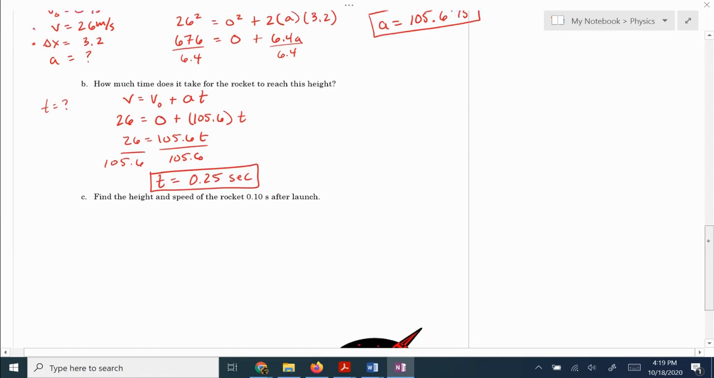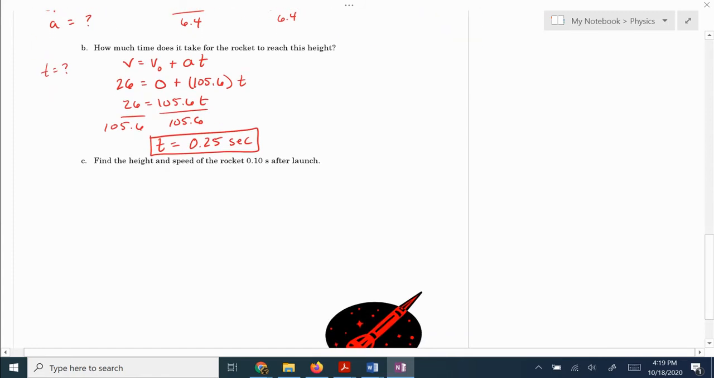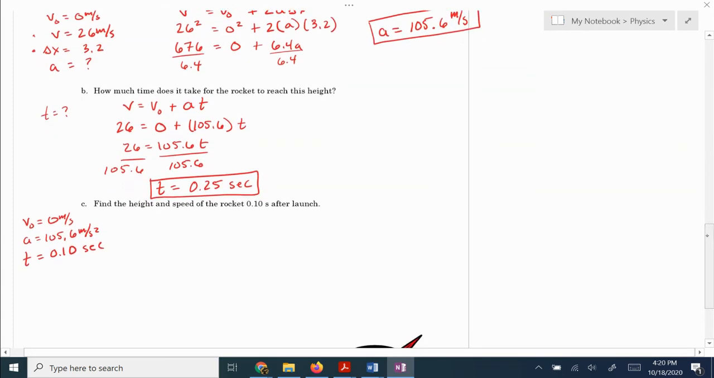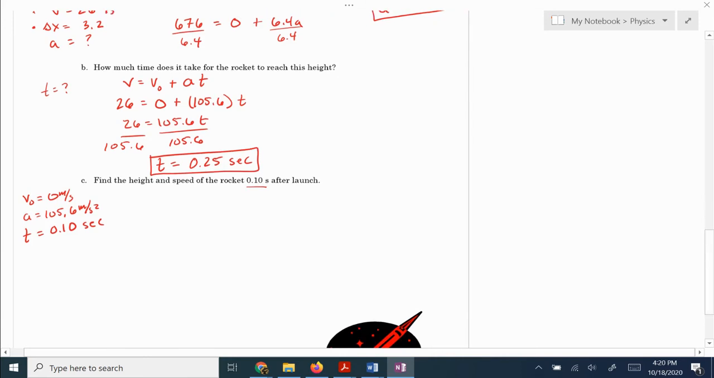And then lastly, find the height and speed of the rocket after 0.1 seconds. So now, we still know our initial velocity is 0. We still know that our acceleration is 105.6. We know that our time is 0.1 seconds. What else do we know? That's about it. Because it's a new time, it's not going to have gone 3.2 meters, and it won't be going 26 meters per second. So this is the information that we know.